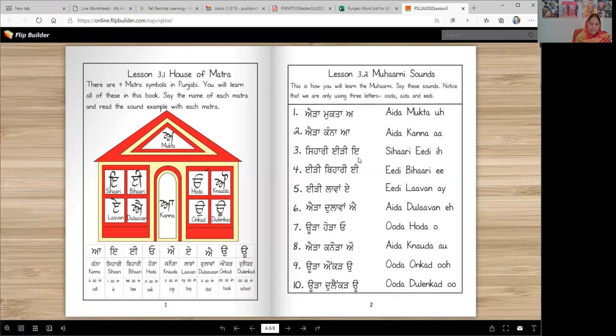Sihari Edi. Now, why did I write sihari Edi? Because notice, we put sihari first, then we write Edi. If I wrote Edi sihari, you might put the sihari after Edi, and I don't want you to do that. Sihari is always put at the beginning of a letter. So sihari Edi, e. Edi bihari. Now we write Edi first, then we put bihari. Edi bihari, e.